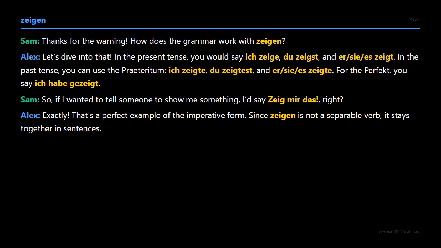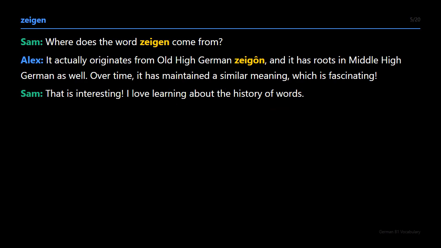Where does the word zeigen come from? It actually originates from Old High German, zeigon, and it has roots in Middle High German as well. Over time, it has maintained a similar meaning, which is fascinating. That is interesting. I love learning about the history of words.